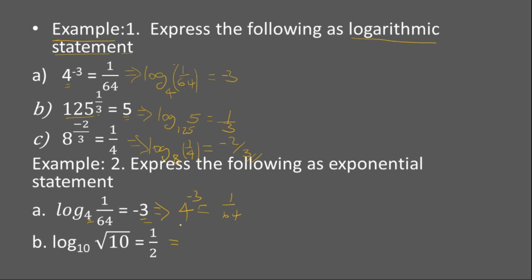For this part, again, this means 10 to the power of, where our base is 10 and the exponent is 1/2. 10 to the power of 1/2 is equivalent to our product, which can be written as the square root of 10. So these are the ways of expressing logarithmic statements in exponential form. In the logarithmic statement, the number after the sign is the exponent.